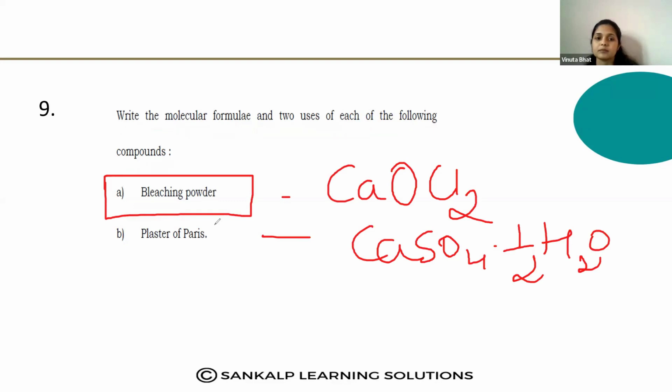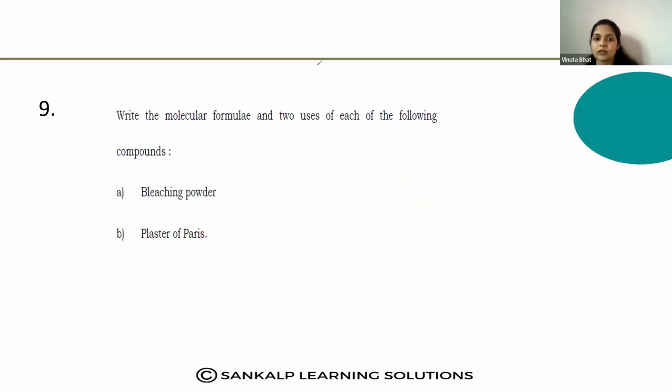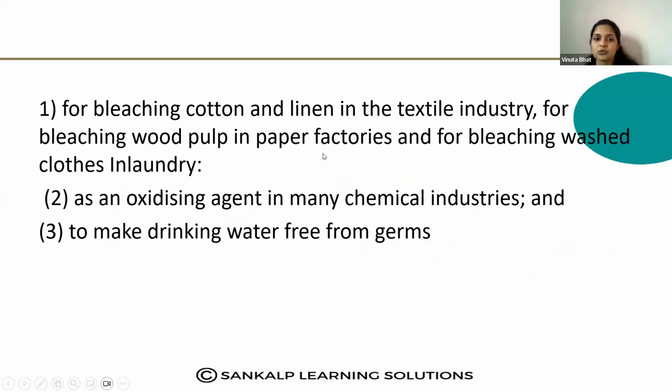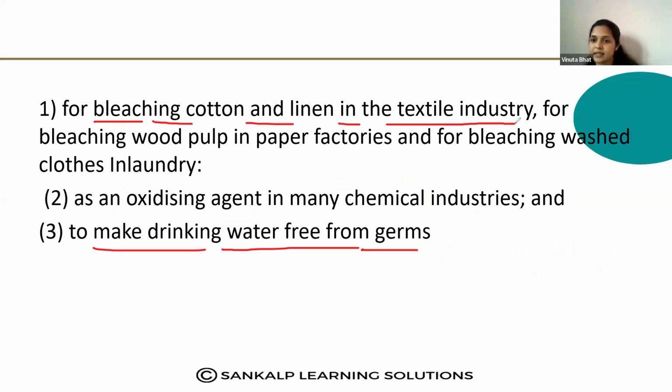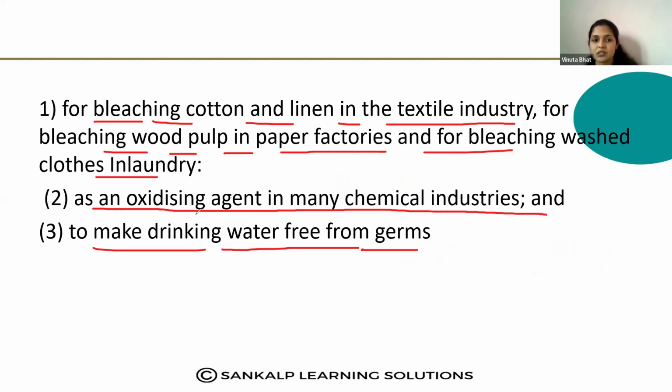So that is the molecular formula, and two uses of these. What are the uses of bleaching powder? Yes, the bleaching powder is used for making drinking water free from germs, and it is used for bleaching cotton and linen in the textile industry, for bleaching wood pulp in the paper factories, and bleaching washed clothes in the laundry. And it is an oxidizing agent in many chemical industries. So that is also very important.